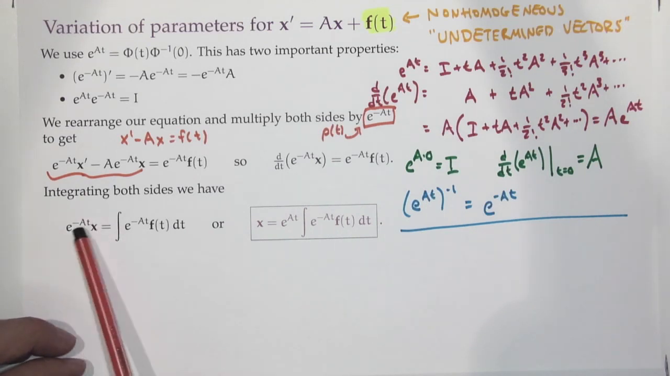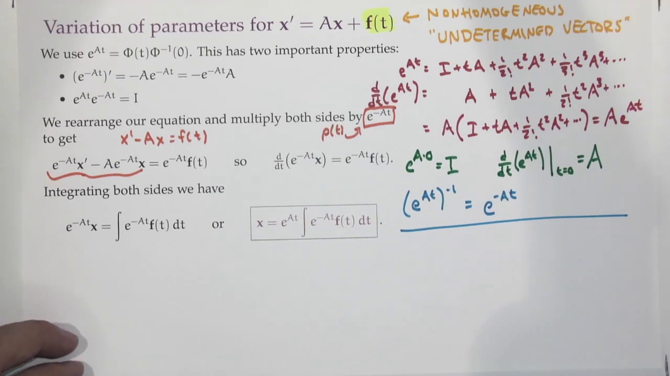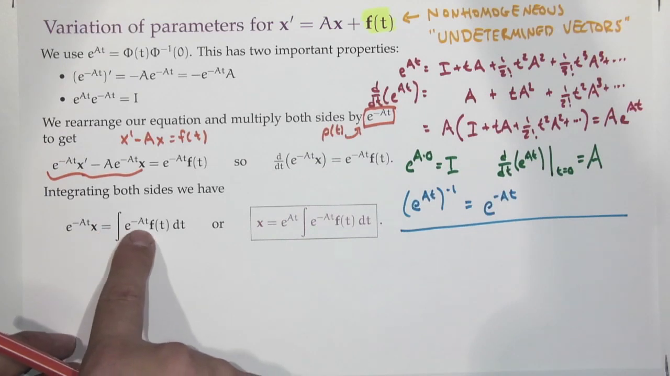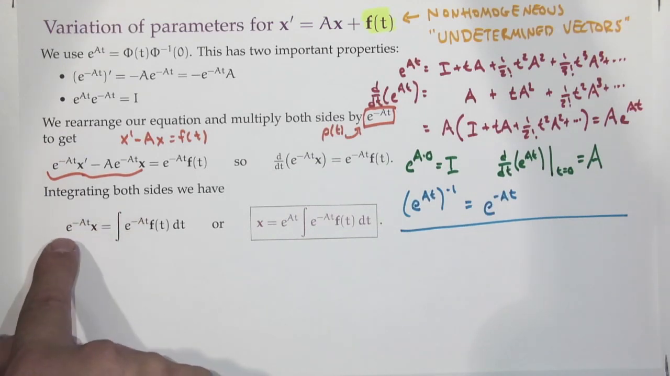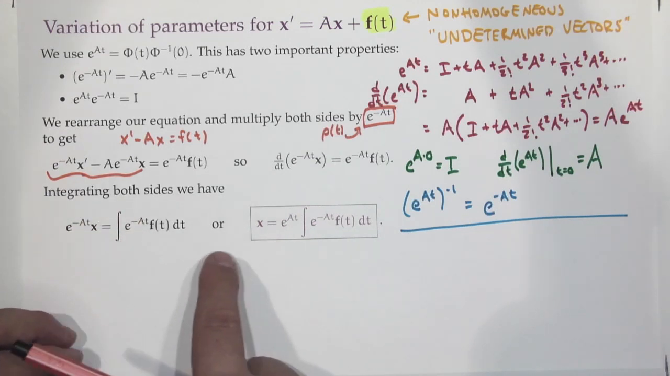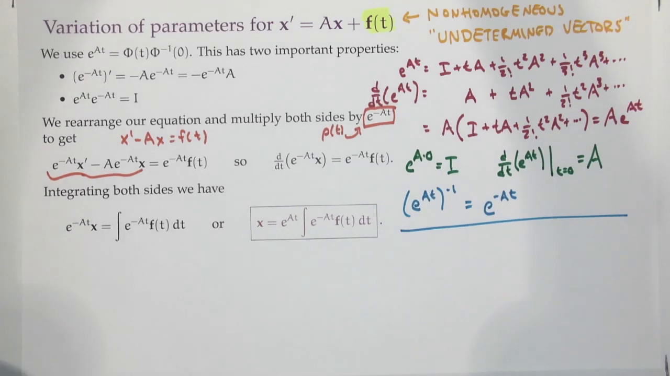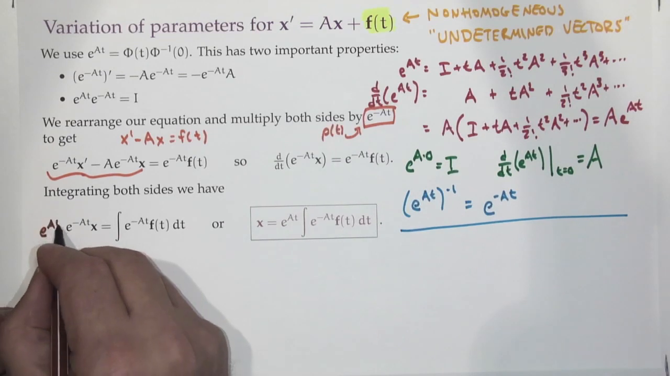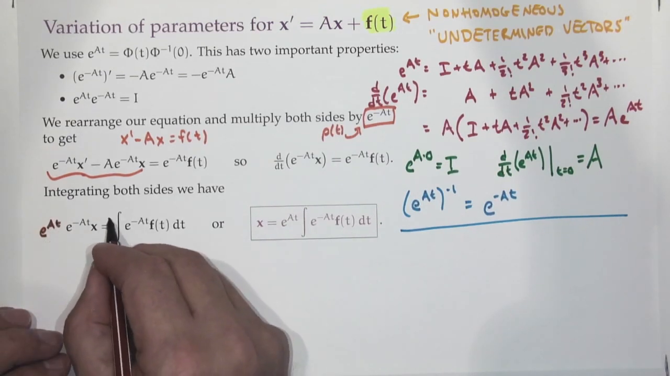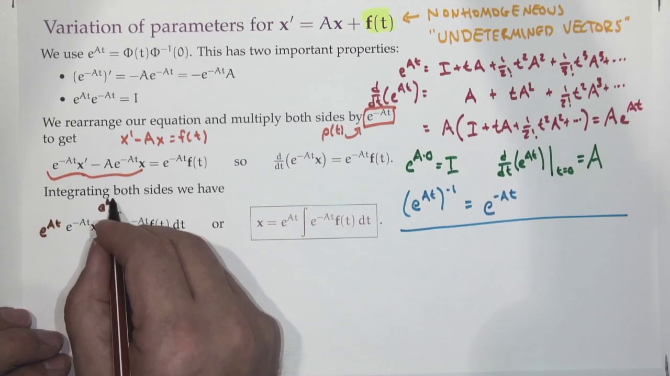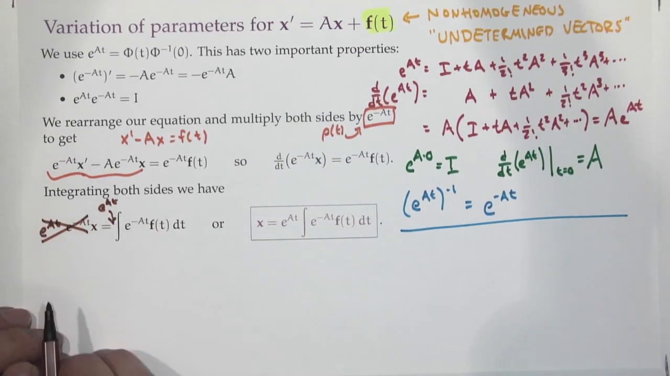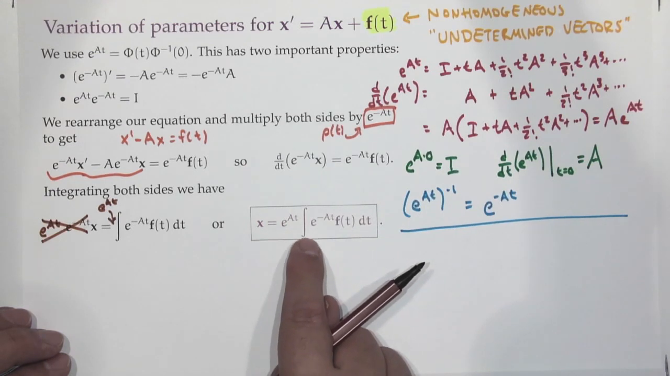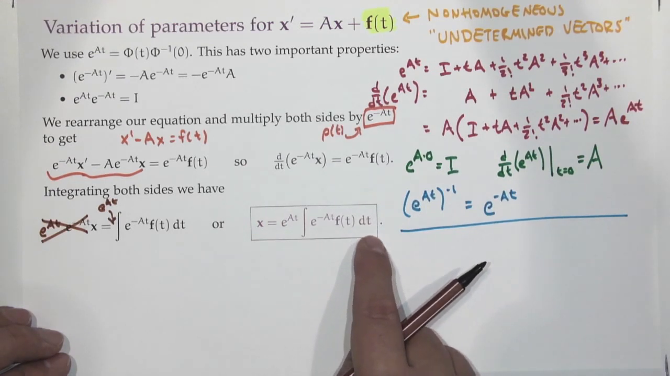Now you say, well, I don't want e to the minus At x, I just want x. So how do you get rid of the e to the minus At? Well, we move it to the other side. We multiply by the inverse of e to the minus At, which would be e to the At. So you're multiplying on both sides by e to the At, because then those cancel in the sense that they become the identity. So we have that x equals e to the At times the integral of e to the minus At f of t dt.